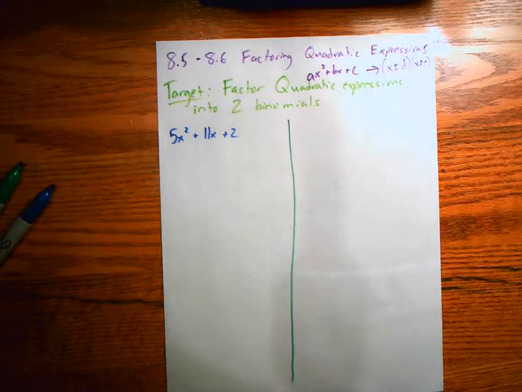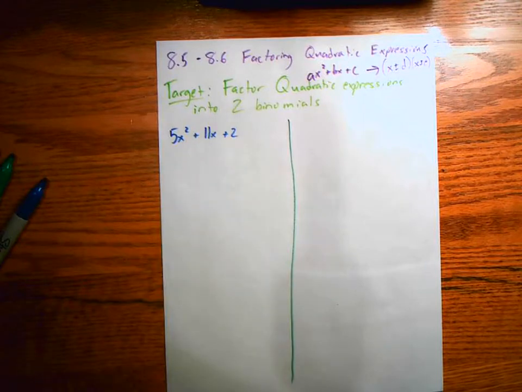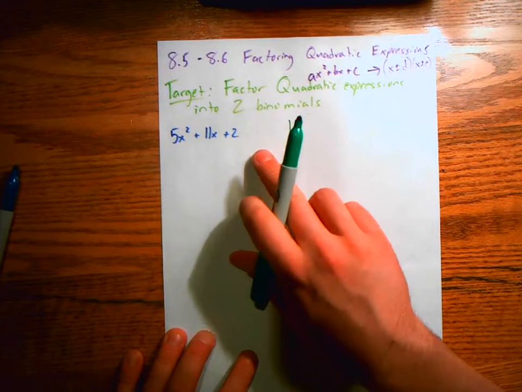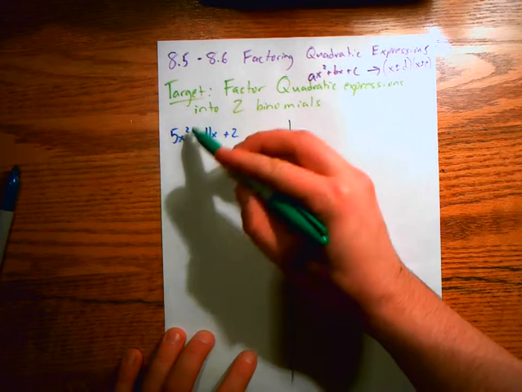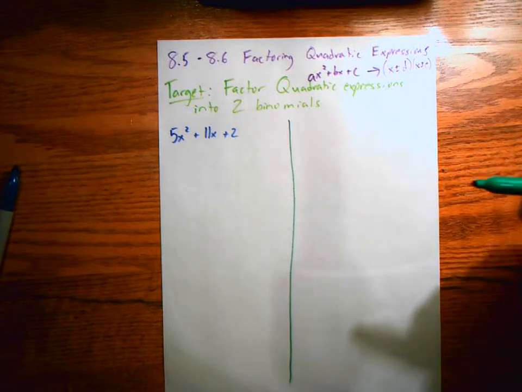And every teacher kind of does this a little bit differently, but here is my method on how you can factor each and every single time, no matter what happens with the number in front, any signs in the middle, or any signs at the end. So the very first thing is that when you have it written in standard form, your x squared term is first, your x term is second, and your number is last. The example I'm going to be going through is 5x squared plus 11x plus 2.